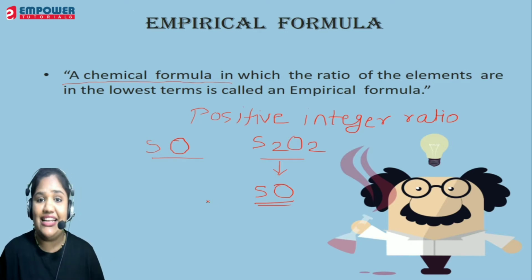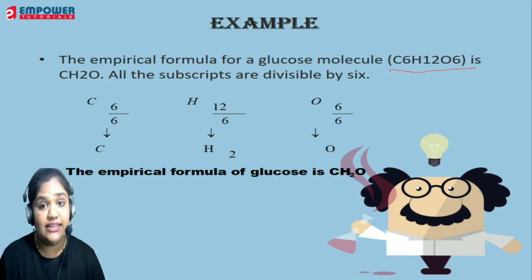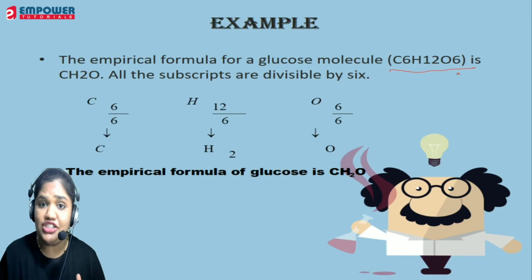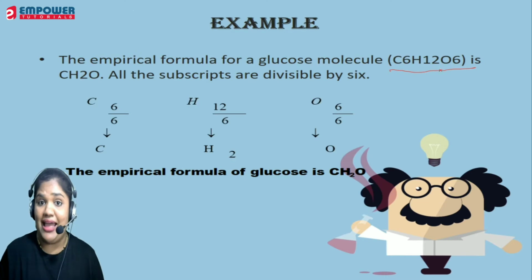So let's take another example for understanding, students. Moving on to the next, here one example is given on your screen. The empirical formula of glucose is CH2O, and the formula of glucose is, as you can see, C6H12O6. All the subscripts are divisible by 6. Here there are 6 atoms of carbon, 12 atoms of hydrogen and 6 atoms of oxygen, students. Now what you have to do? You have to divide the subscripts by 6.